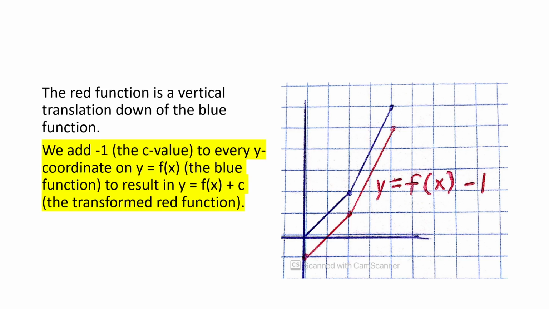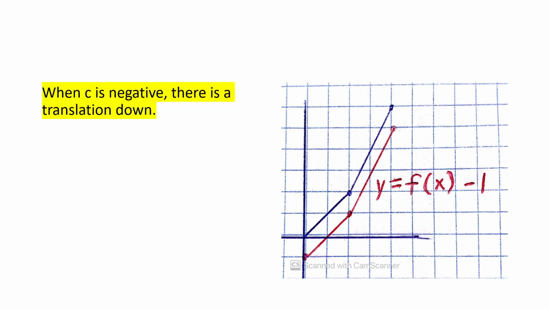So the red function is a vertical translation down of the blue function. We add negative 1, the c value, to every y coordinate on y equals f of x, the blue function, to result in y equals f of x plus c, the transformed red function. When c is negative, there's a translation down.